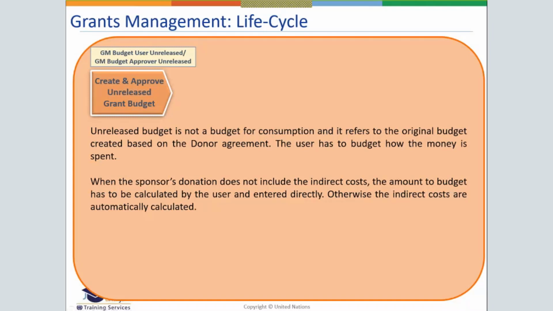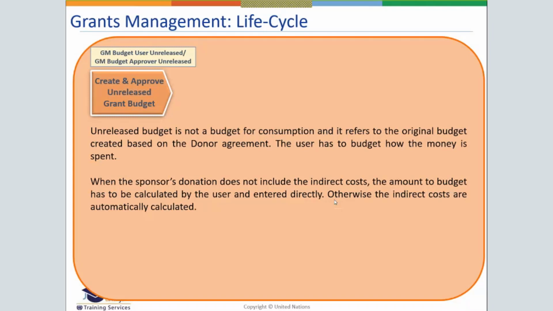More important things, okay, the sponsor's donation can include or not indirect cost, so it's very important to take it into consideration because the budget has to be calculated directly by the user if it is not included, and if it is included, the indirect costs are automatically calculated, okay?